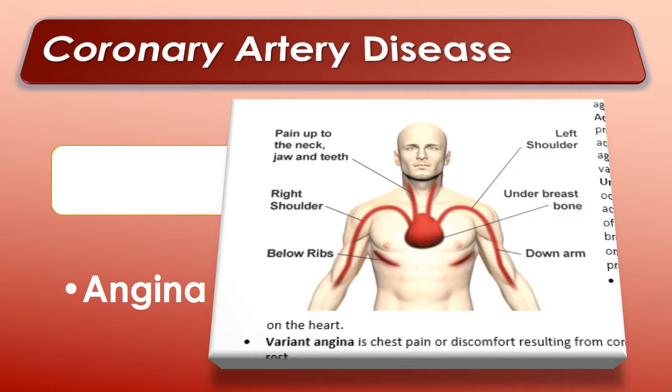Variant angina is the chest pain or discomfort resulting from coronary artery spasms, typically occurring after rest. Women of any age experience atypical angina, often misdiagnosed and manifesting as indigestion, pain between the shoulders, and aching jaw or a choking sensation that occurs with exertion.